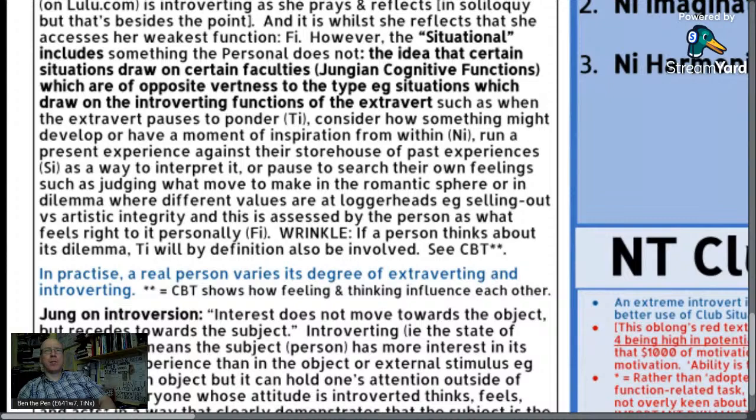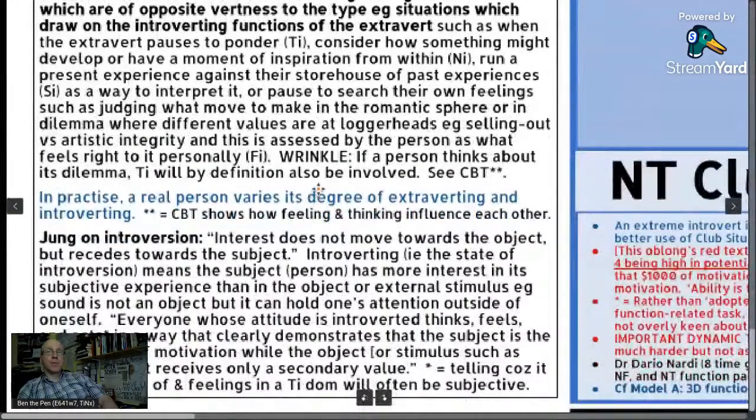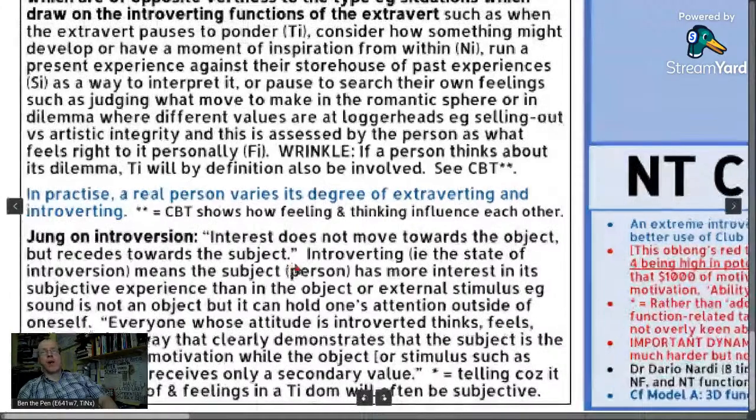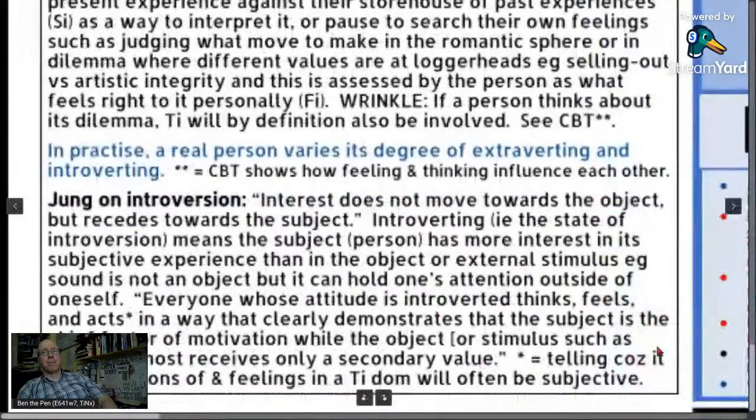I got here about going into dilemma. It is assessed when the person goes by what feels right to them personally. Right, and then we've got introversion there. Yeah, and I said there that I changed what Jung wrote, because what he originally wrote was a little bit hard to understand. I could show you what he originally wrote, just to show you how I cleaned it up.